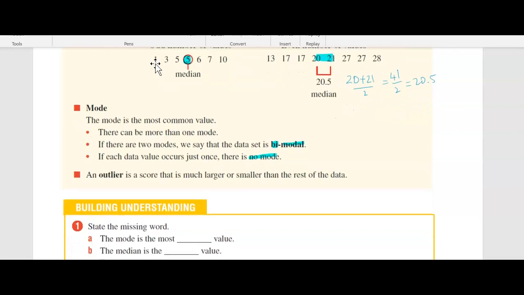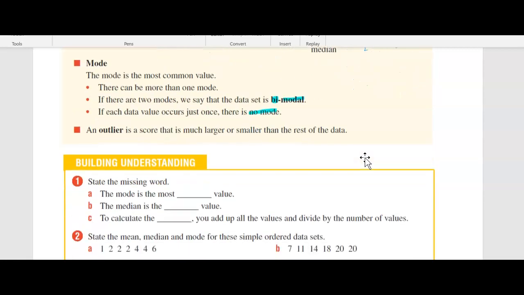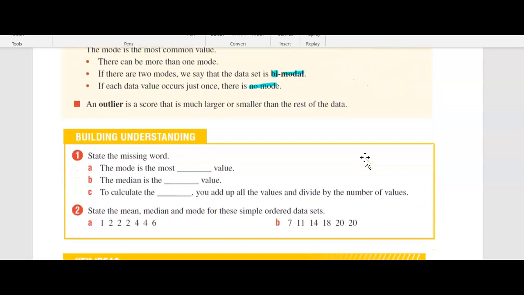An outlier, which we'll probably look into a bit more next year, is one that doesn't fit the data. If we were to take the age of people in our classroom, including myself, I'm a bit older than you guys, so I would be an outlier because I don't fit the data set.